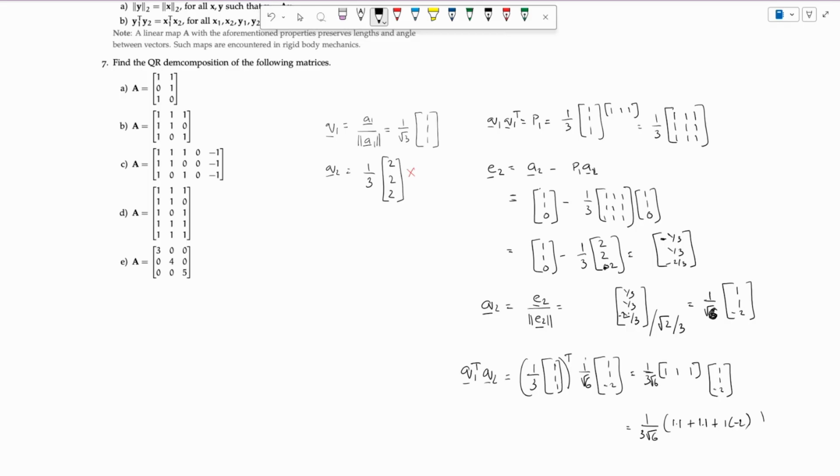So if you take the inner product, it's 1 into 1, 1 into 1, plus 1 into minus 2. So that will be 0. If we did the other way around, it will be 1 by root 6, (1, 1, minus 2), times 1 by 3, (1, 1, 1). The scalar will come out to be the same. It will be the same. Okay, all right, sure. So they are orthogonal. Okay, now let's compute Q3.